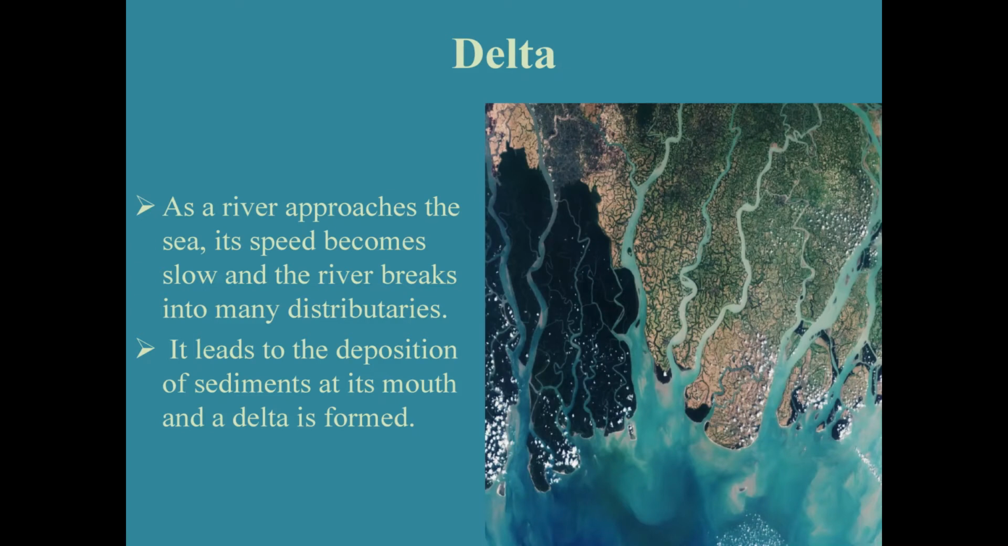As the river flows in a relatively flat area, it forms a large number of distributaries or streams, and the sediments keep collecting between these streams and form shallow islands. This whole area is called a delta.